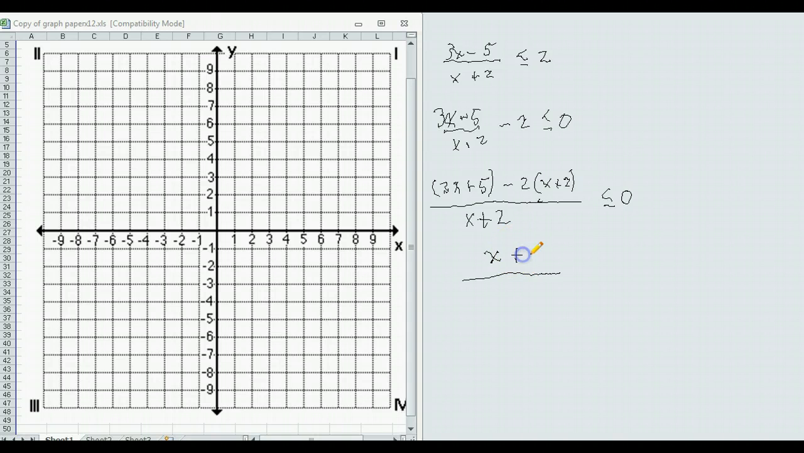Plus what? What's 5 minus? You're distributing, right? Is that a minus 5? Oh, it's a minus 5. Oh, thank you. Okay, put that minus 5. Correct that. Okay, minus 5 minus 4 is what? Negative 9. So I'll continue it like that.